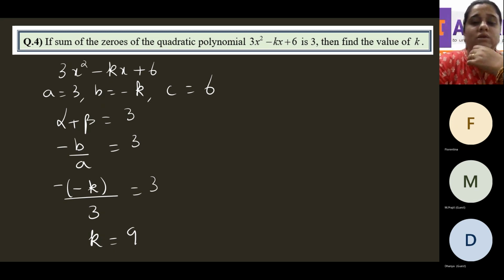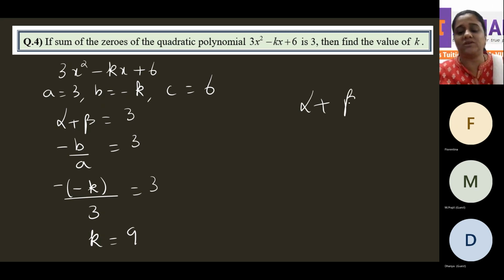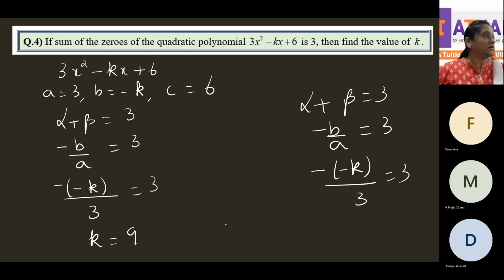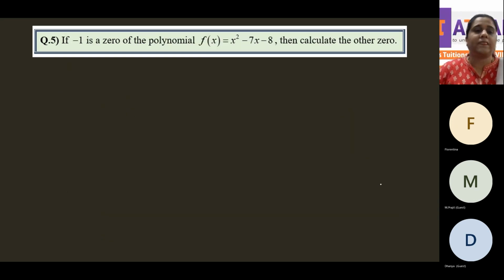So whenever we have a polynomial, we write the values of a, b, c. Then it's given that the sum of the zeros, that means alpha plus beta, is 3. But we know that alpha plus beta is minus b by a, and that is 3. Minus b is minus k, so minus k by a is equal to 3. On cross multiplying, we get k is 9.